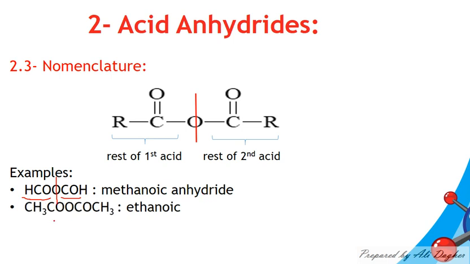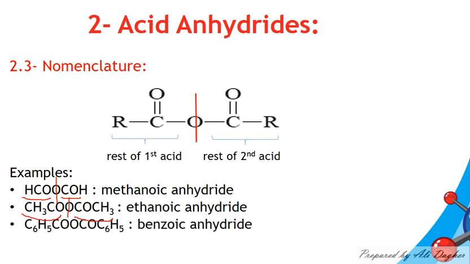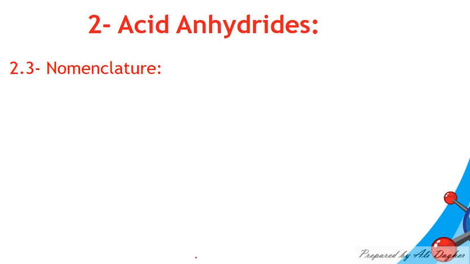CH3CO-O-COCH3: this is symmetric, with the central oxygen atom. This is the first part of the anhydride, the rest of the first acid, and this is the rest of the second acid. Same acid, ethanoic acid formed of 2 carbons, then ethanoic anhydride is the name. Also, this part is from benzoic acid, and this part is from benzoic acid, then benzoic anhydride.